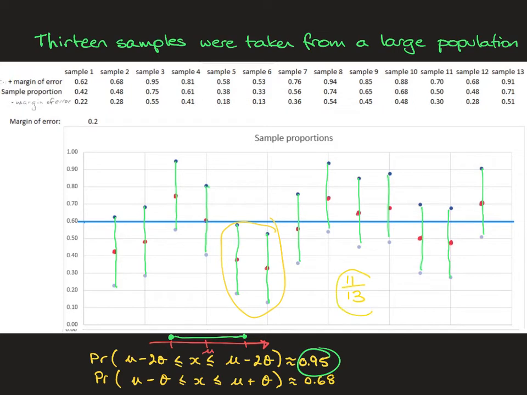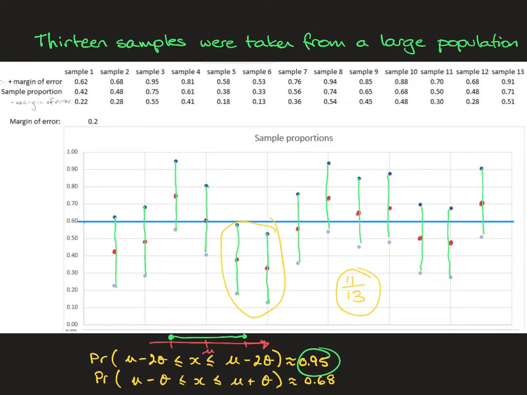And so we've now got a measure of how confident we can be that a sample that we make with this particular margin of error is actually going to be containing the population proportion. And this is where our level of confidence for our confidence interval comes from. What proportion of our samples is actually going to contain that population proportion?